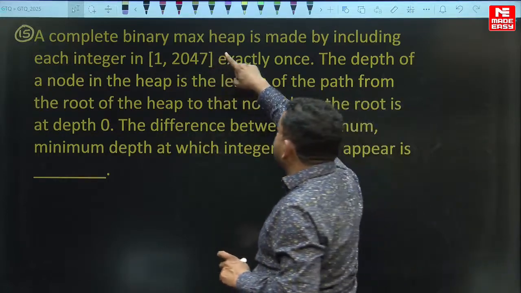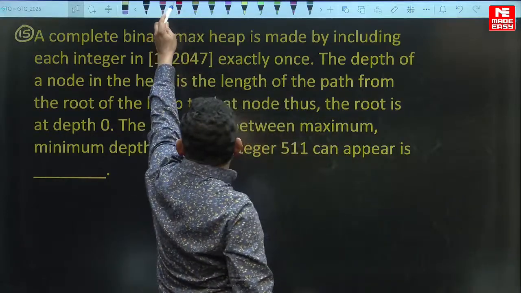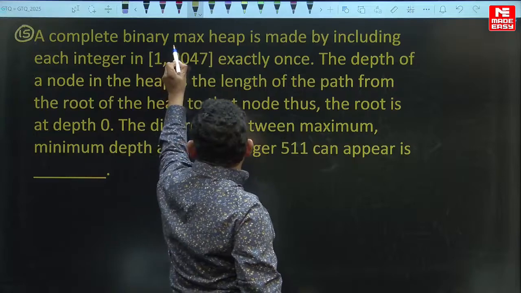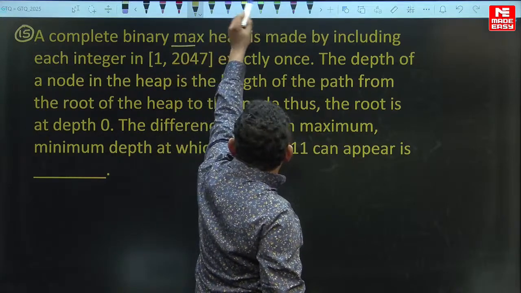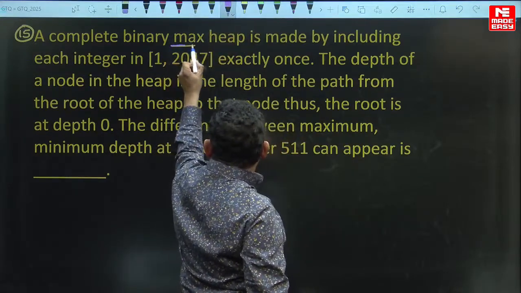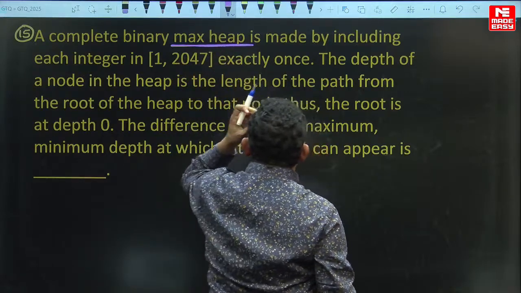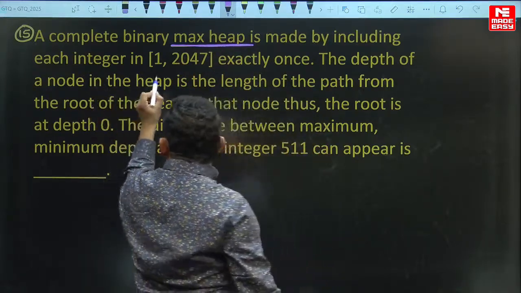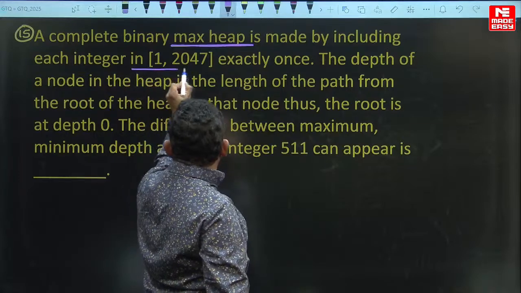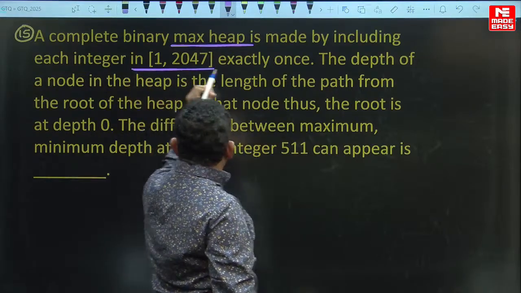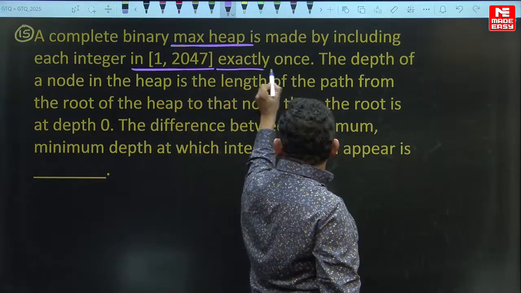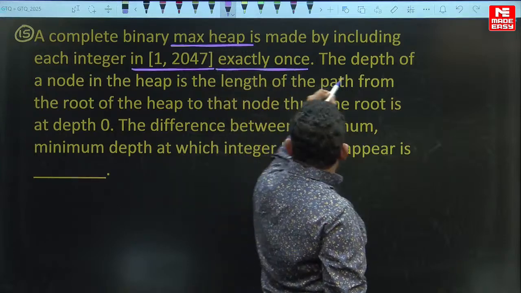A complete binary tree, max heap. Max heap related question. Each integer from 1 to 2047 is used exactly once.